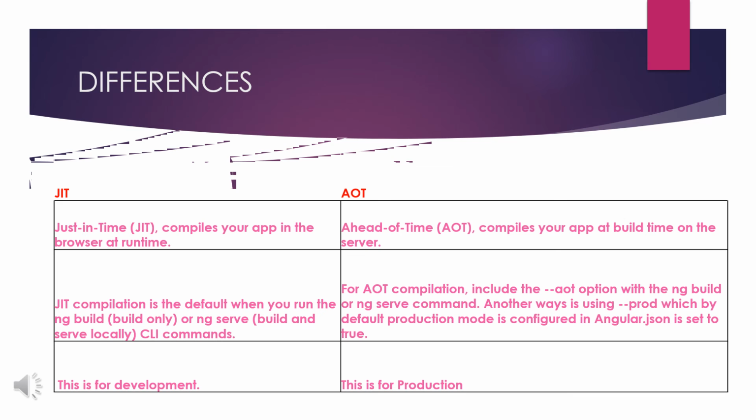JIT compiles in the browser at runtime, but AOT compiles first, and the build will be easy for running the application on the server. So that is the main difference between these two. And other small things I have given here in the second point. So just go through it.